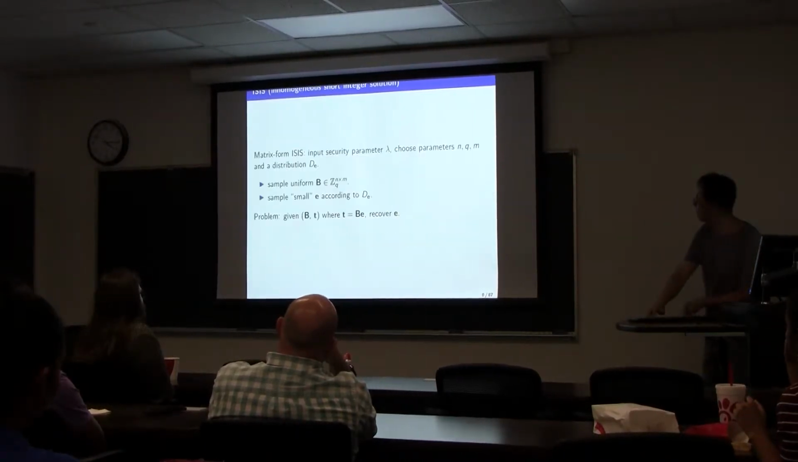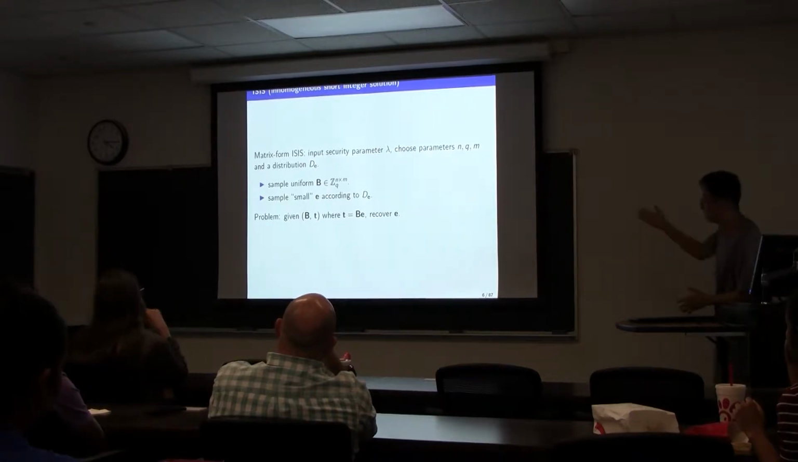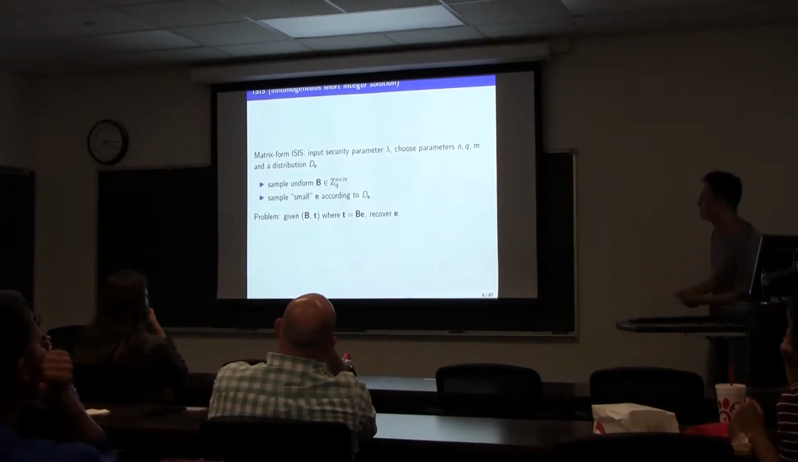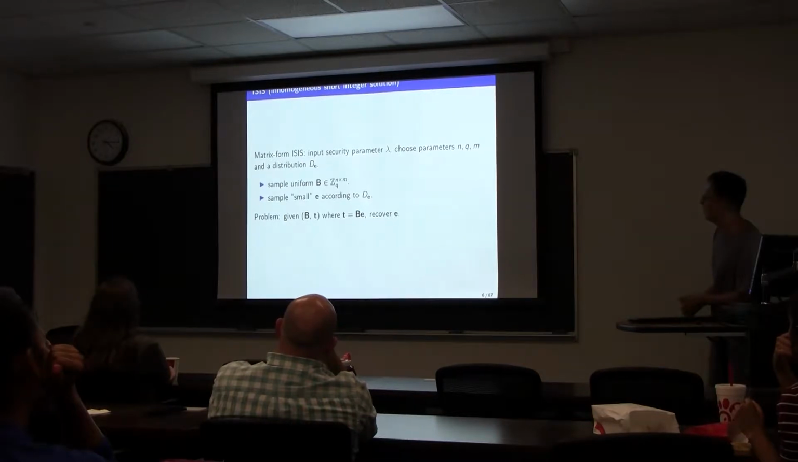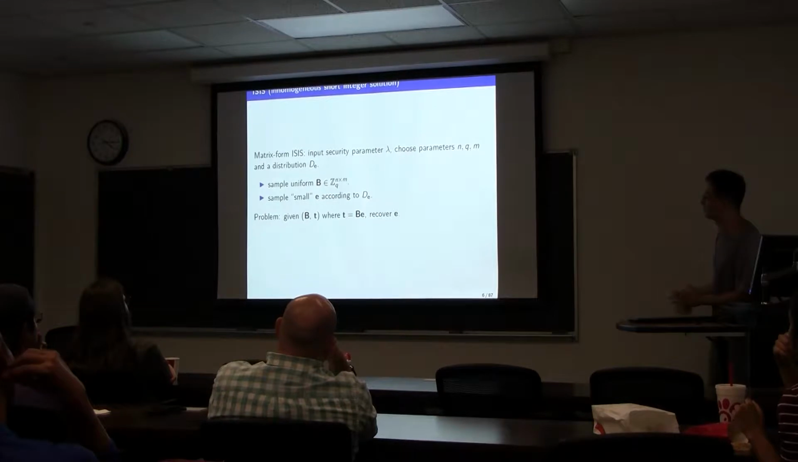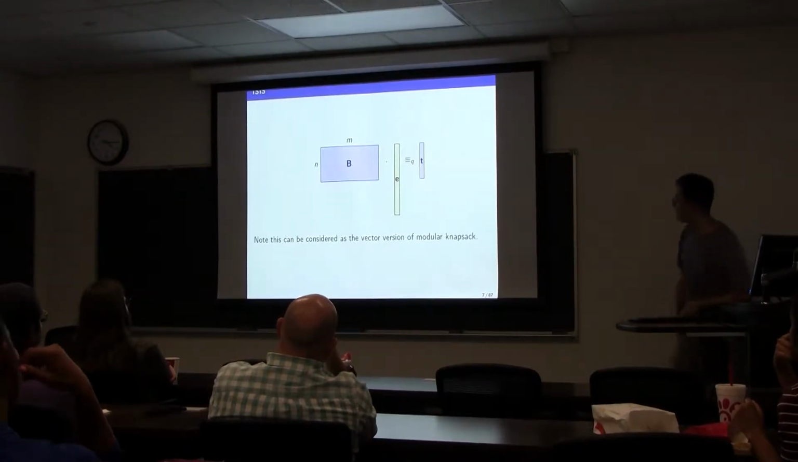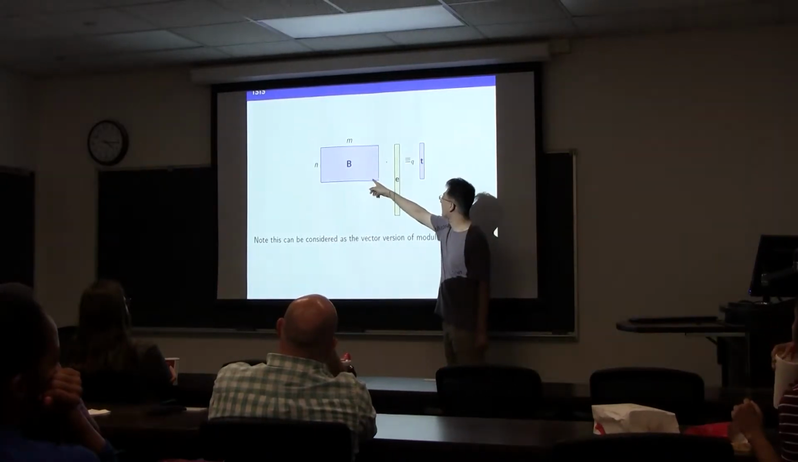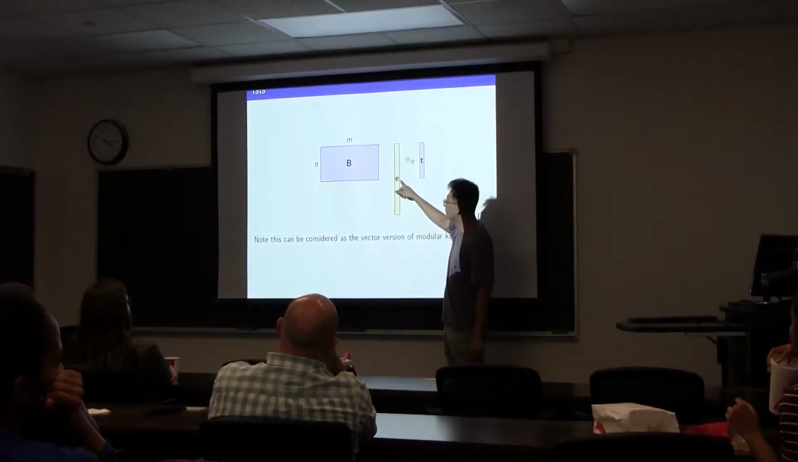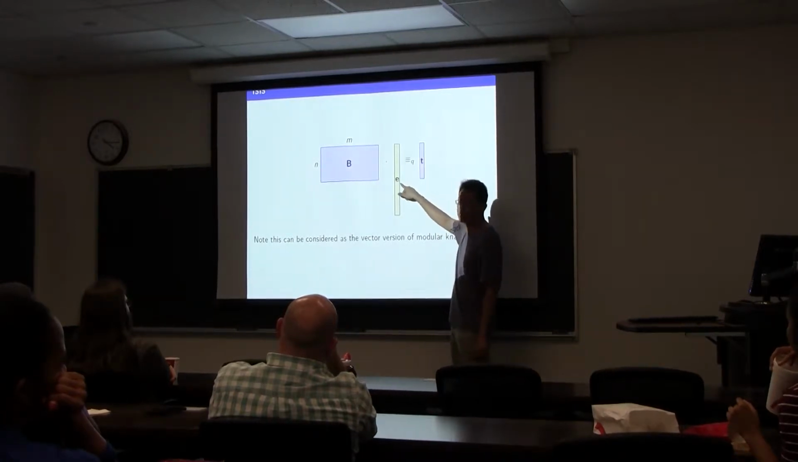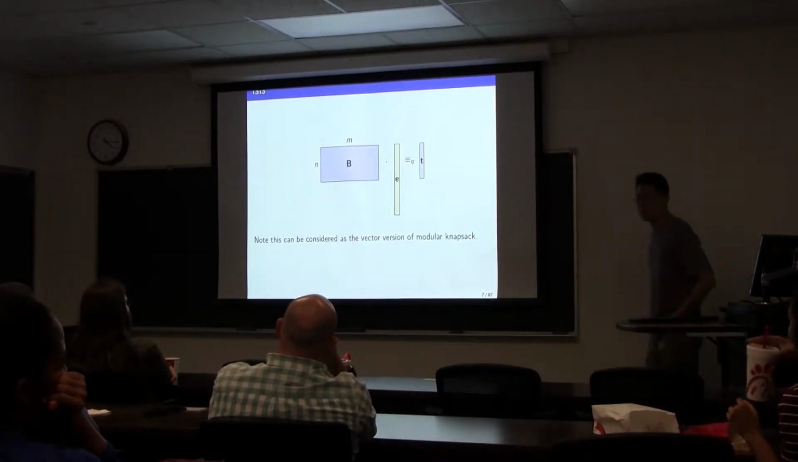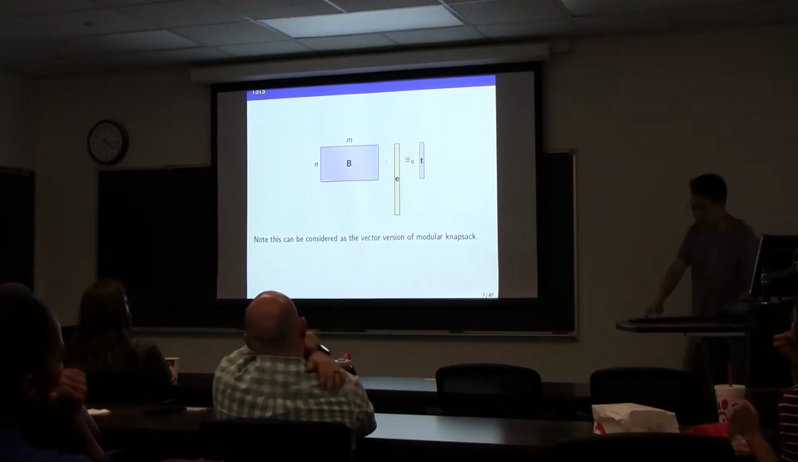And this problem, if we go back, is written in the matrix form, ISIS. So the problem is defined in a very similar way. We sample a matrix B, and then we sample a very small vector E according to a certain distribution, could be a discrete Gaussian. And then the people who created this will compute B times the secret E, and they will reveal B and T and ask me to solve for E. So that's the other problem.